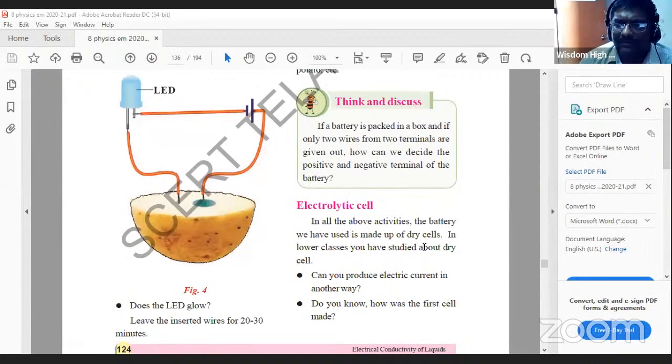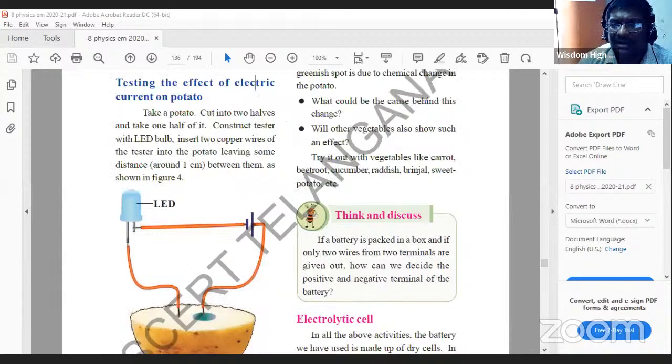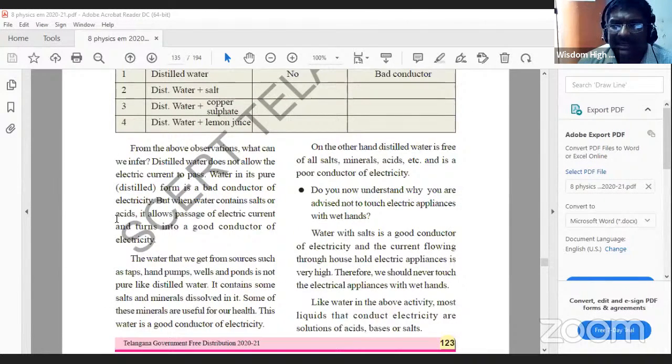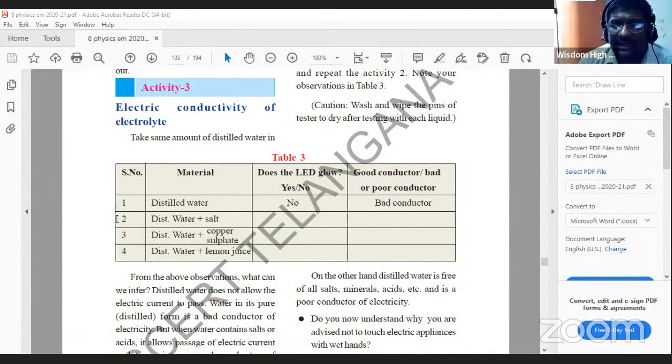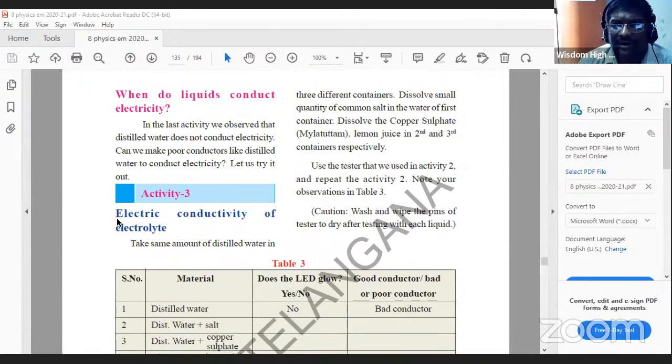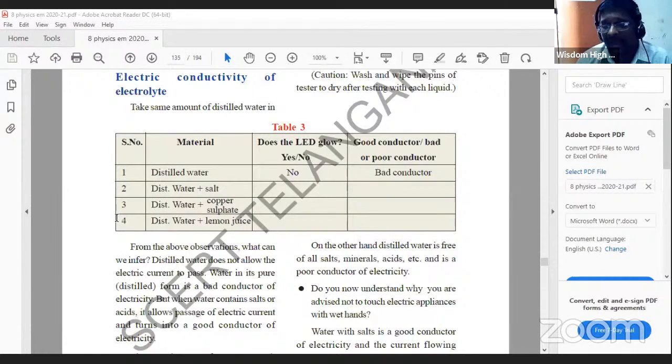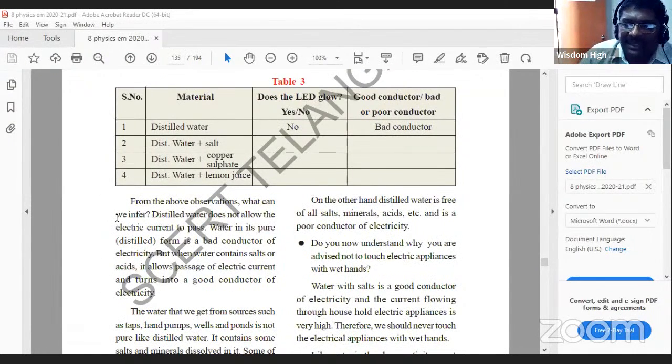From the lesson, the last topic is the electrolytic cell. Up to now, we discussed electrical conductivity of solids and electrical conductivity of liquids. Do liquids conduct electric current? We also discussed electrolytes. Here we added salt, copper sulfate, and lemon juice to distilled water, and it acts like an electrolyte. The liquid which allows electric current to pass through it is said to be an electrolyte.